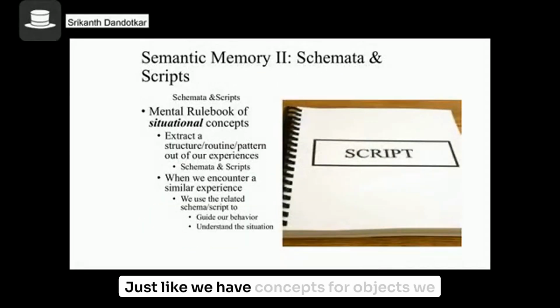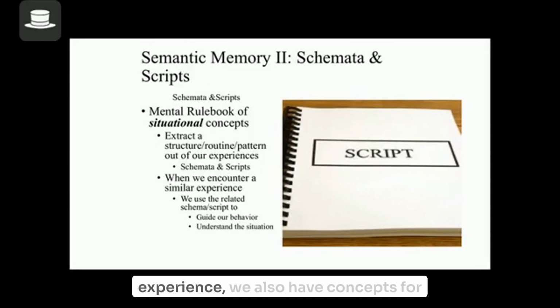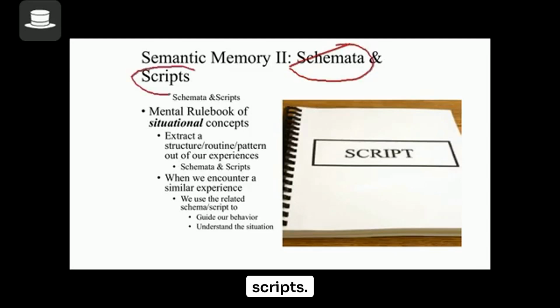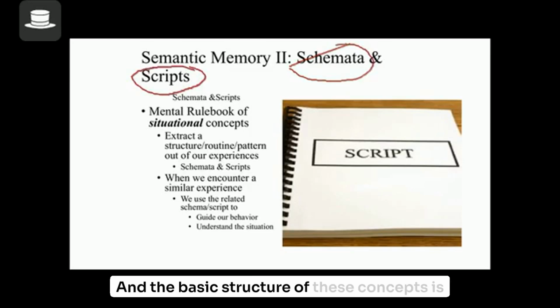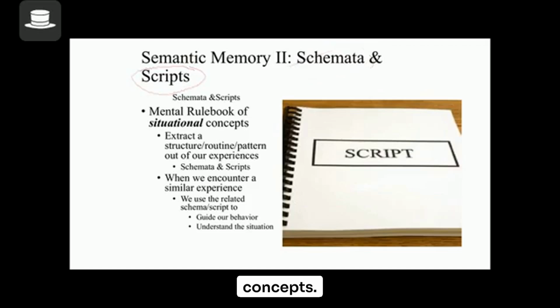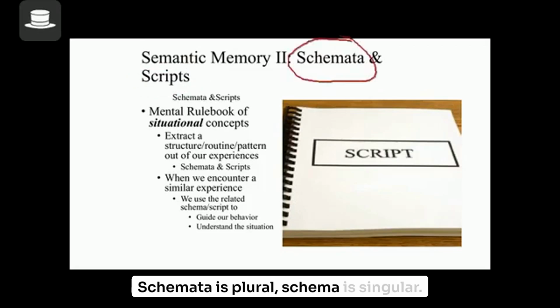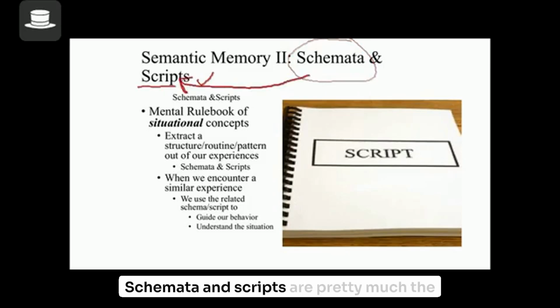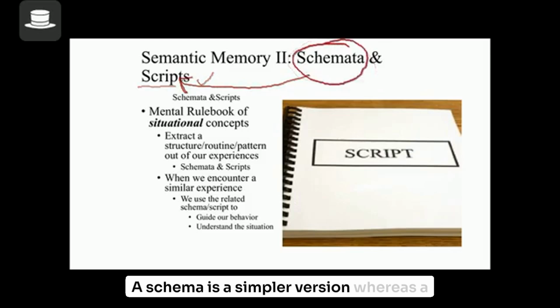Just like we have concepts for objects we experience, we also have concepts for situations. And these concepts are called schemata or scripts. And the basic structure of these concepts is the same as the one we discussed in Semantic Memory 1. What is different is the content of these concepts. Schemata is plural, schema is singular, script is singular, and scripts is plural. Schemata and scripts are pretty much the same. A schema is a simpler version, whereas a script is a more complex version of a given situation.